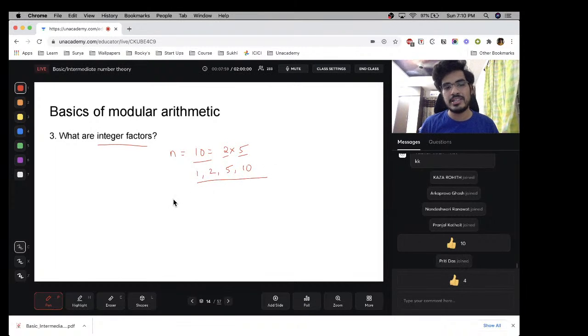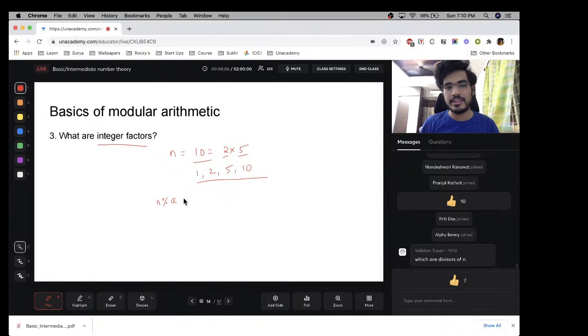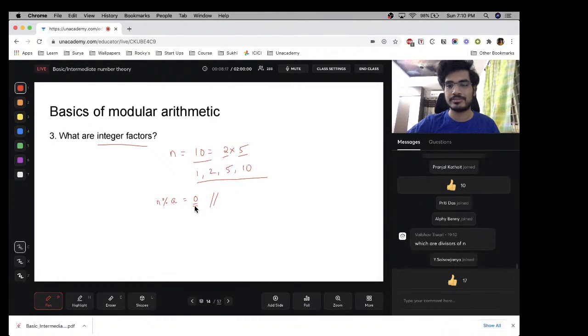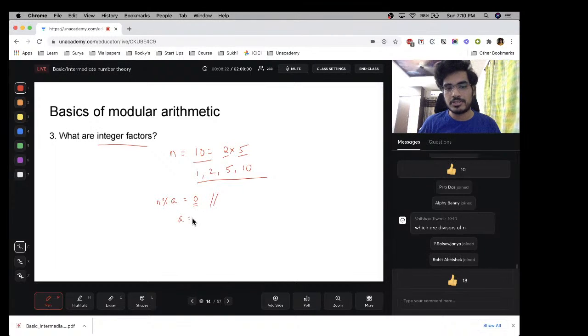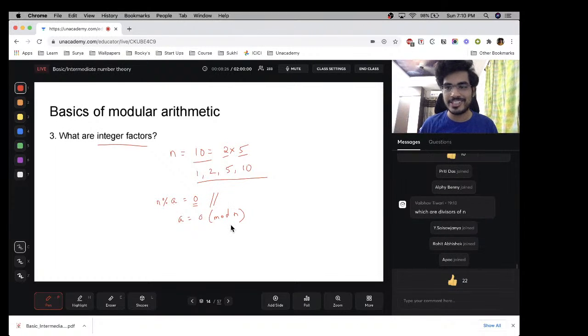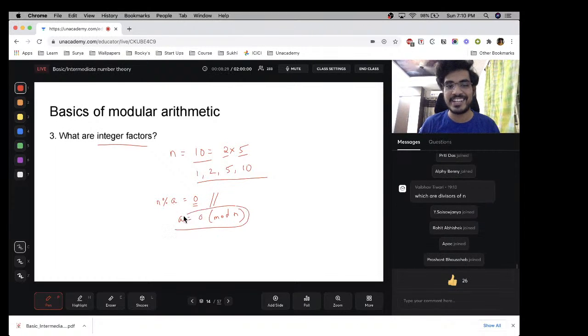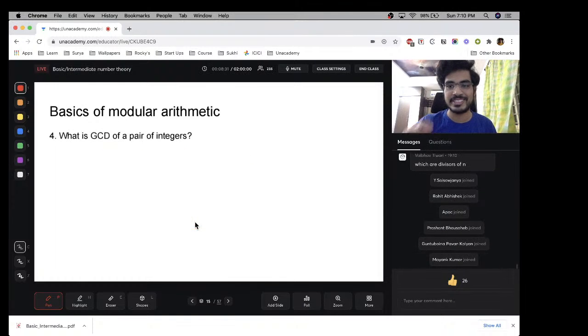Or basically any number a such that n mod a equals 0 is called an integer factor. When you divide n by a, the remainder is 0. That is a divisor or integer factor. Or, n equals 0 mod a. We just learned this notation before, right? Yay! So we used it already.